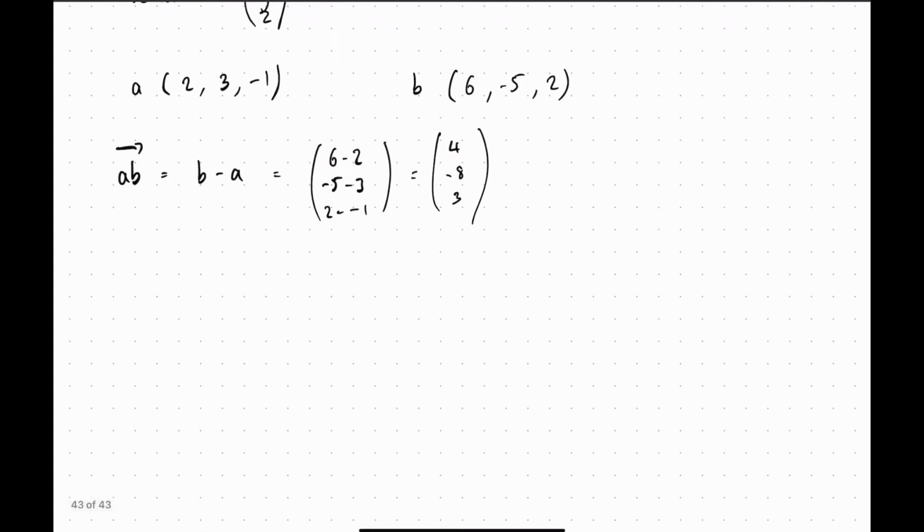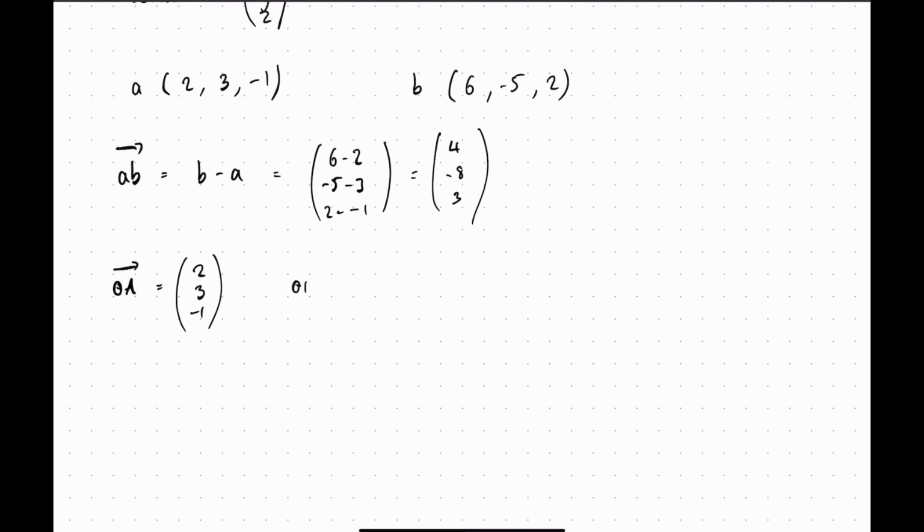So what happens if I said, what is OA? Well, O is 0, 0, 0. So what would vector OA be? It's just A. It's just the values of A, yeah. O is the centre, the origin. So if you've got a point 2, 3, minus 1, if I want to go from the origin to that point, it's the exact same values, 2, 3, and minus 1.